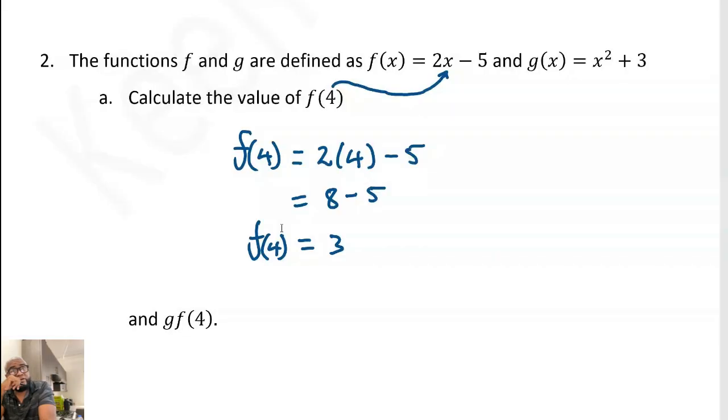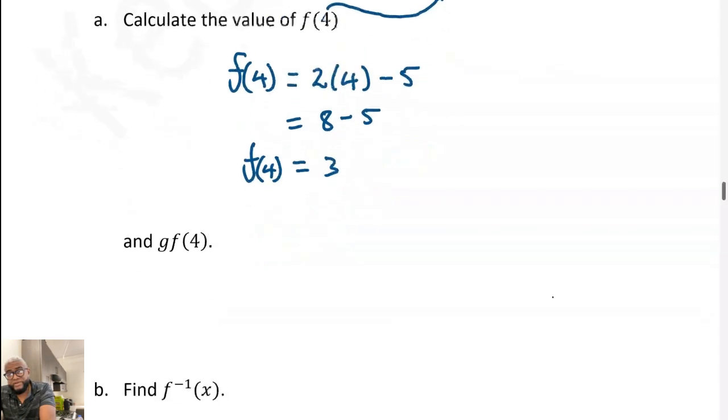Cristiano, you understand what I do here, bro? You've got to talk to me. I put 4 in place of x here. So instead of putting 2x, I put 2 by 4 minus 5. 4 2s are 8. 8 minus 5 is 3. Everybody good there?